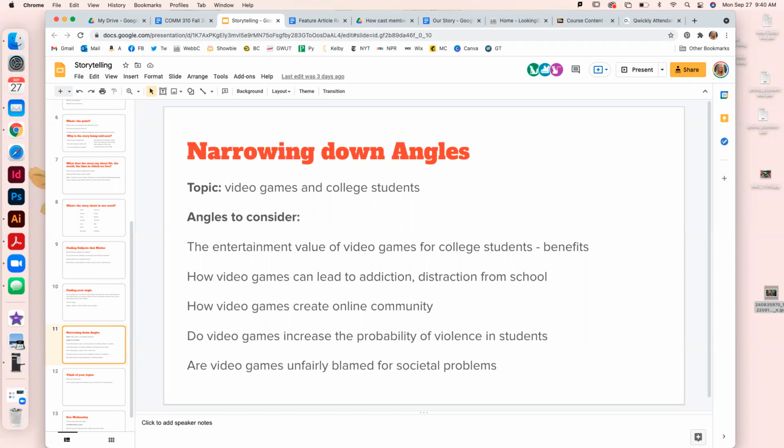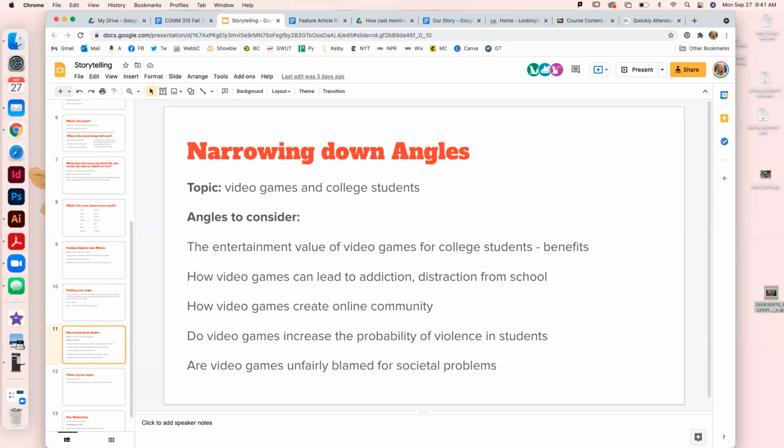And then, leading into that, are video games unfairly blamed for societal problems? Have we not looked at other elements? Is it just one thing? People like to place the blame on one thing. So here are five different article topics you can make about one theme.